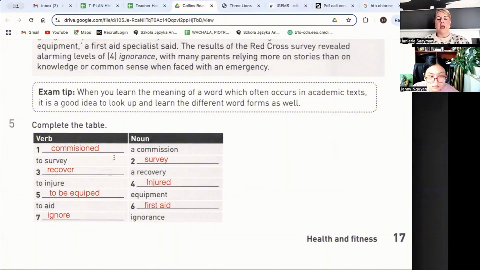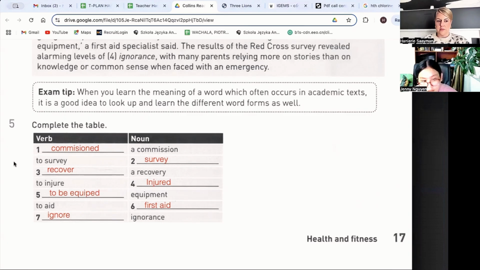So for commissioned, survey, to survey, a recovery, to recover, injured, to injure, equipment, to be equipped, and then first aid, to aid, ignorance, ignore. Well done, Jenny. That was really good. Any questions so far?